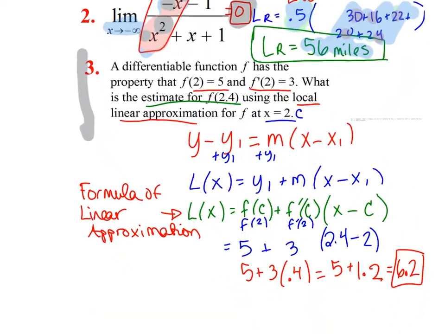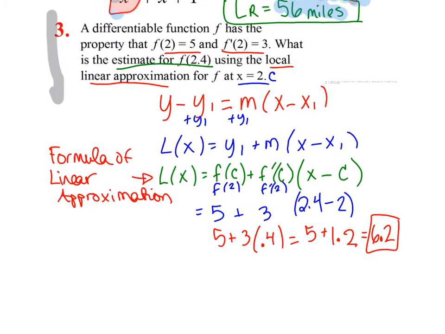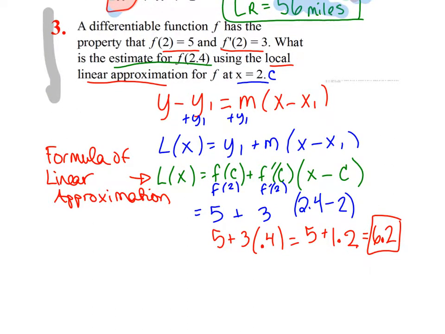Alrighty, and then last one, doing the linear approximation centered around 2. The reason why we do that is because we know what 2 is. F of 2 is 5 and f prime of 2 is 3. So that's going to be your slope. These are going to be your sample points. So everything was pretty much given to you.